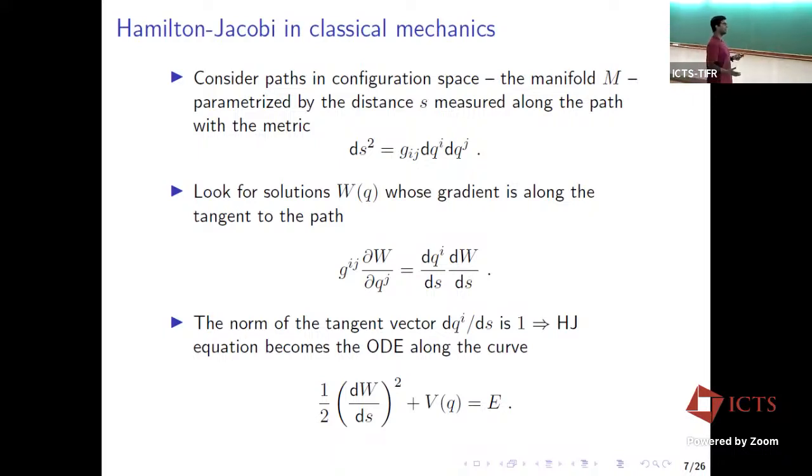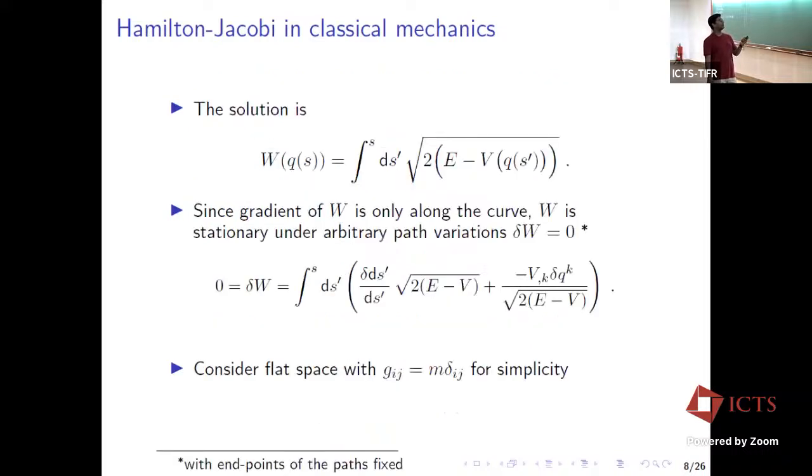So this is the method of characteristics of solving a partial differential equation. So we take this and then plug it into this equation here, and we get an ordinary differential equation along the curve or the path in configuration space. And this can be solved trivially to give a solution for Hamilton's characteristic function, which is this. And since the gradient of W is only along the curve, any derivative normal to the curve is 0. This tells us that this formula for W, which is valid along the path, should be stationary under path variations, which deform the path in the normal directions.